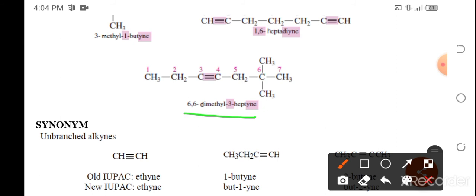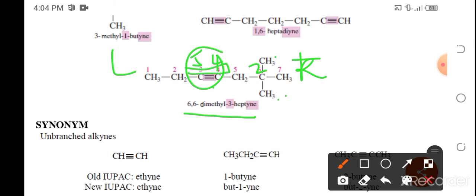6,6-dimethyl-3-heptene. Okay, it was not numbered from right to left such that this would be carbon number 2, and then this would be 4, and that would be 5. We did not start from right to left, because the priority is we should come up with the lowest number for the triple bond before the alkyl groups. The triple bond has priority over the alkyl. So, we choose 3 and 4 rather than 4 and 5 for the triple bond.